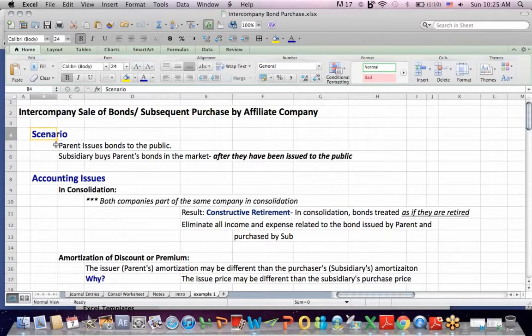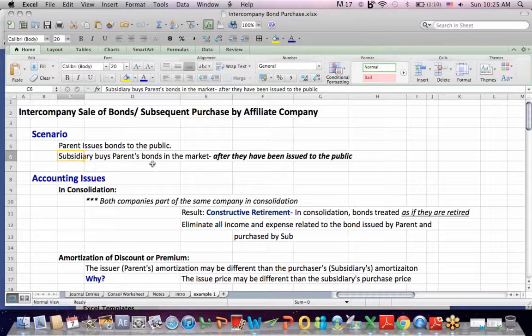So here's the scenario. A parent company issues bonds to the public. And when that happens, that means that the bonds are sold directly to investors. The issuer gets the money. And from then on out, every transaction goes from one investor to another. So we go from issuer to investors initially, and then every transaction after that is between investors.